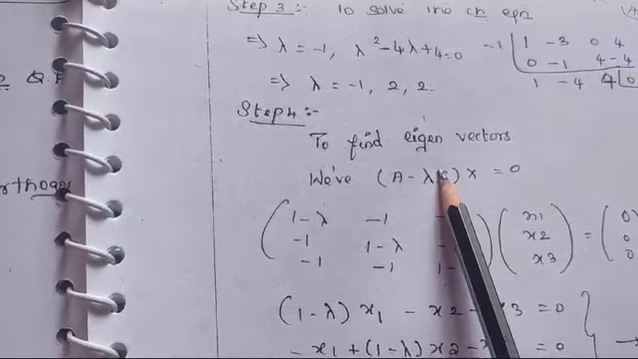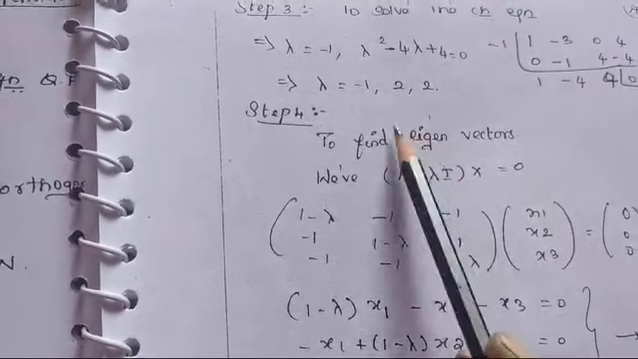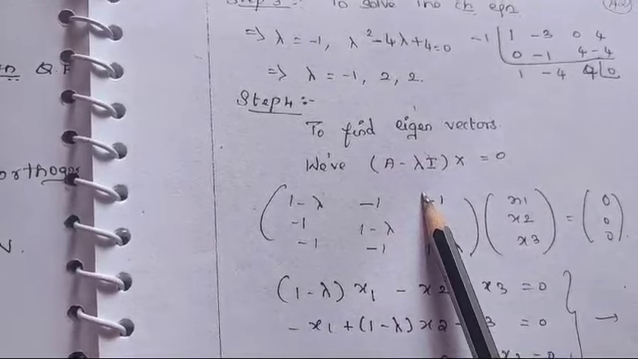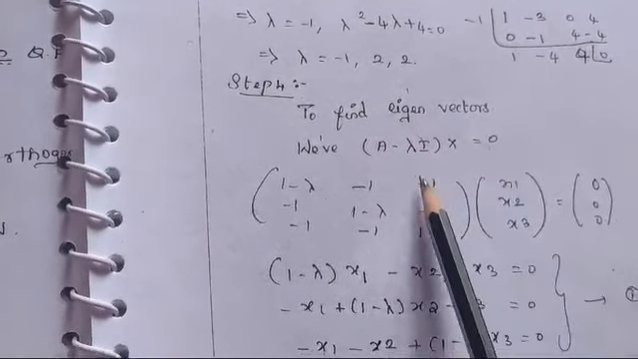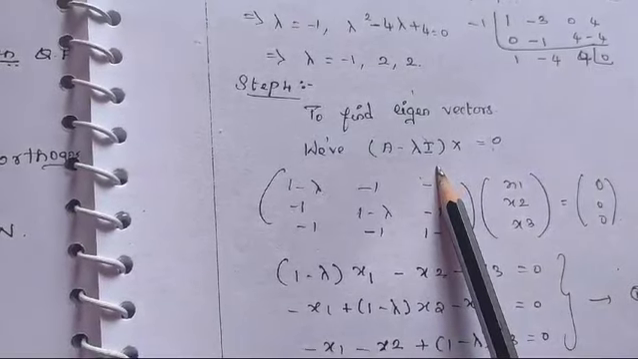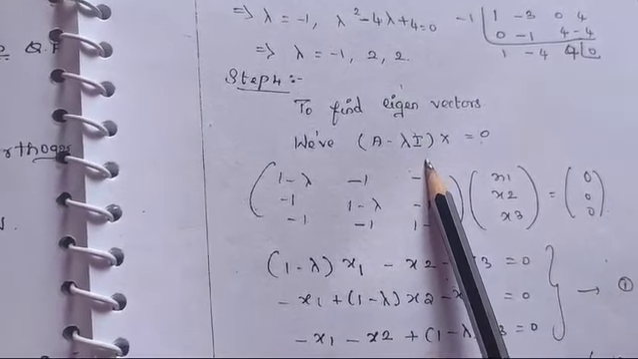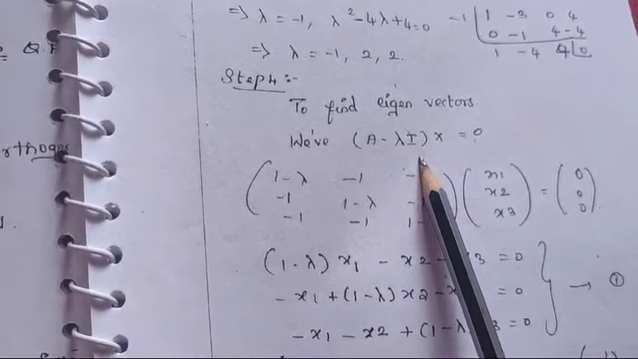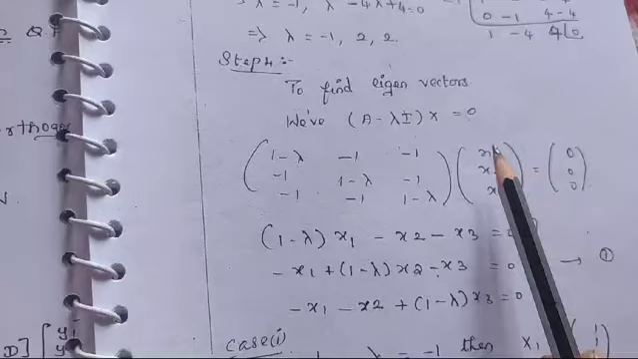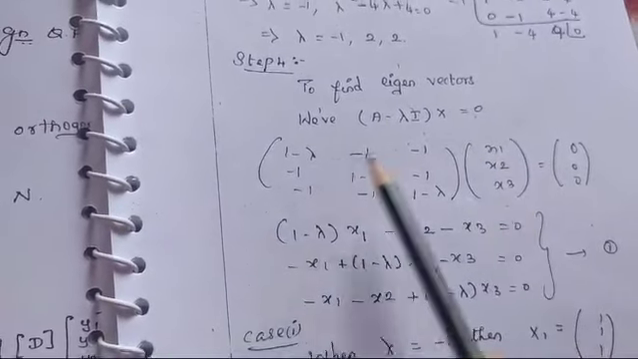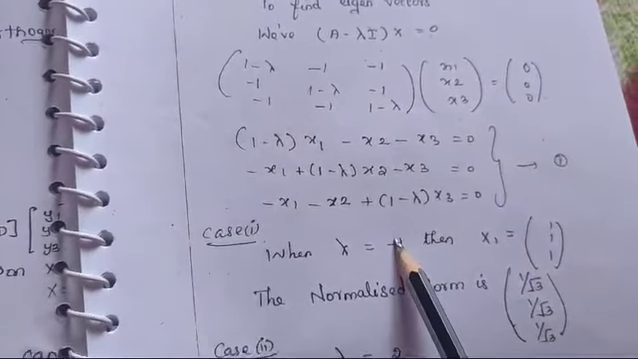The next step is to find the eigenvectors. For finding them, the formula is A minus lambda I into x equal to 0. We know the A matrix, and the I matrix is the unit matrix. For a 3 by 3 matrix, the unit matrix is 1, 0, 0, 0, 1, 0, 0, 0, 1, and x is x1, x2, x3. Multiply all these values and find the equation.